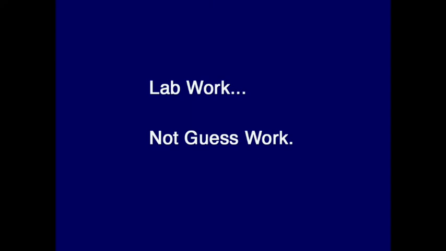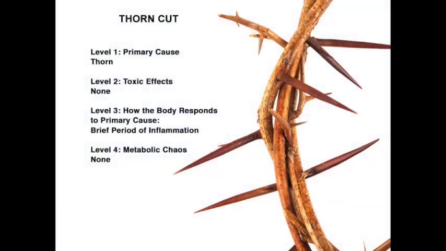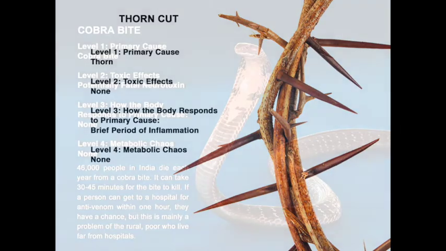Now, let's put the health map to the test by looking at a variety of simple health challenges before looking at the complexity of chronic fatigue syndrome. Let's start with the thorn cut. Level 1, the primary cause is you get cut by a thorn, and it hurts and bleeds for a while. Level 2, toxic effects, is absent. The treatment is you pull the thorn out. Level 3, your body responds with a brief period of inflammation which makes the area red, swollen, warm, and tender. Assuming this is a simple situation, the inflammatory response heals the wound within a few days. That's a healthy inflammatory response.